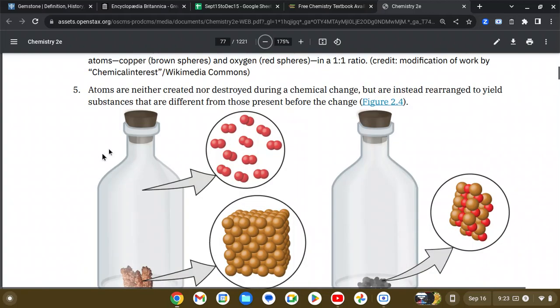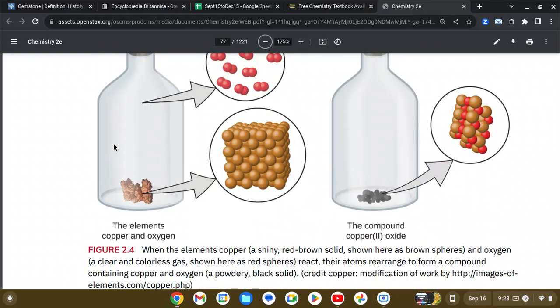5. Atoms are neither created nor destroyed.